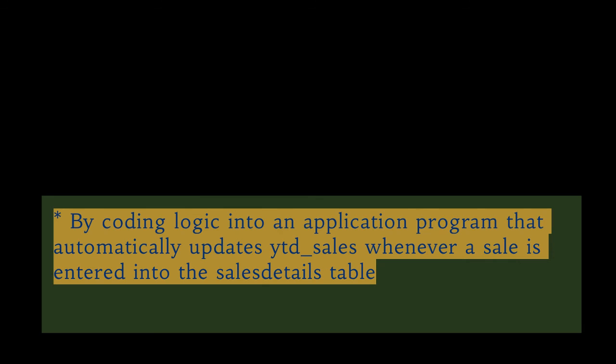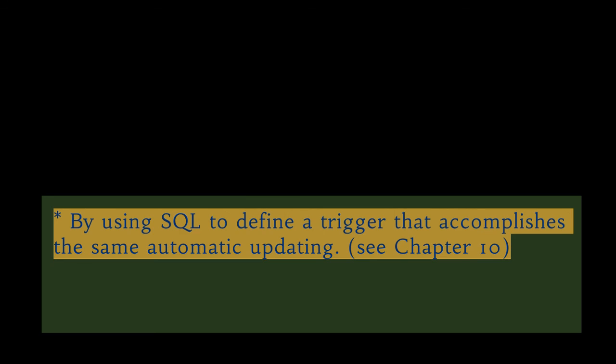By making periodic entries using the data modification commands, by coding logic into an application program that automatically updates year-to-date sales whenever a sale is entered into the sales details table, by using SQL to define a trigger that accomplishes the same automatic updating. See Chapter 10.